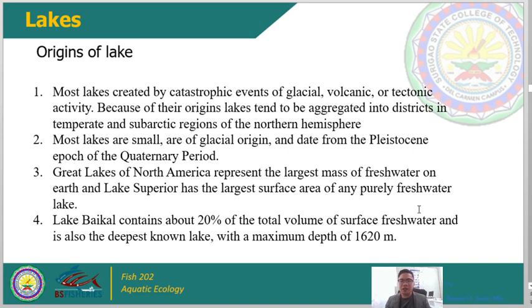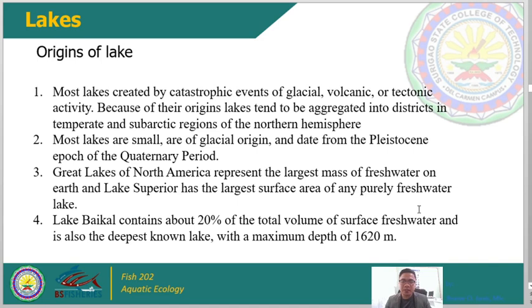Ang Great Lake is the largest mass of freshwater on Earth. However, ang Lake Superior is the largest surface area. Dili siya mo pinaka-large mass tungod kay dili siya layom, unlike sa Great Lake. And then fourth is Lake Baikal.